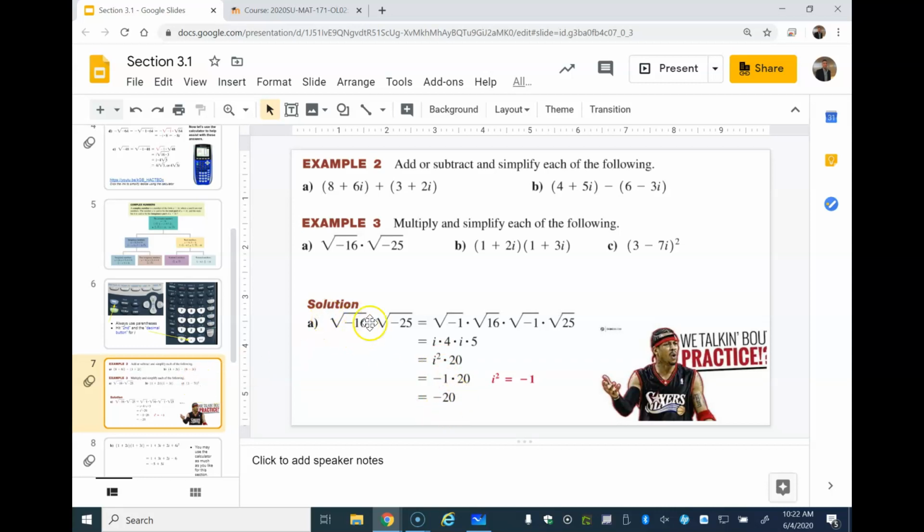You also cannot put this in your calculator because the calculator is not going to recognize the square root of negative 16. So again, you have to do our first rule that we talked about by getting rid of this negative sign and making an i and putting it on the outside.